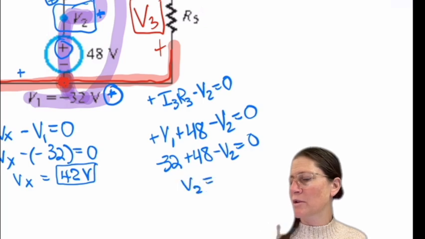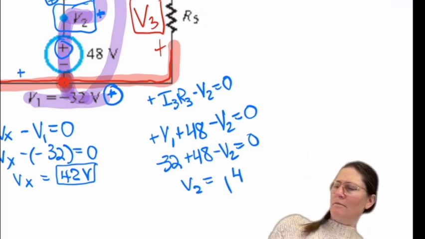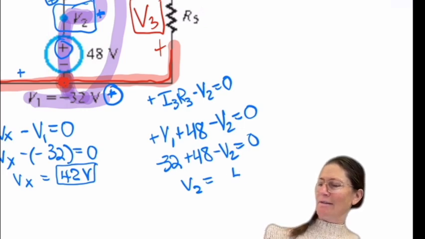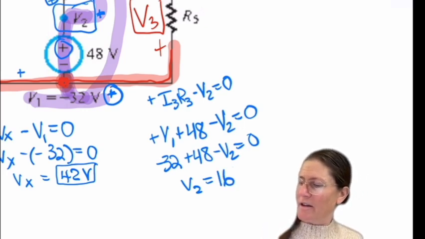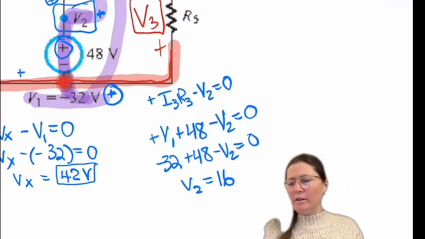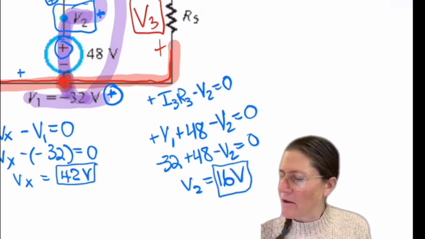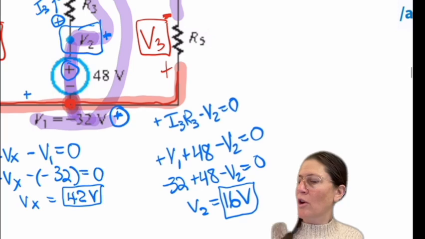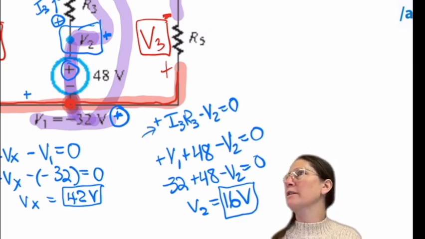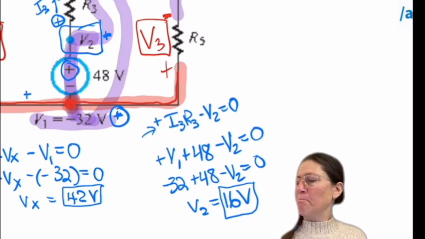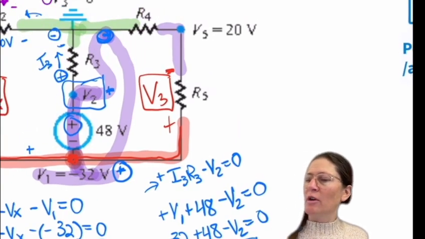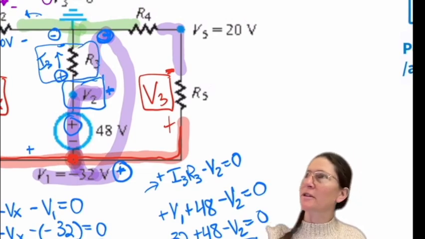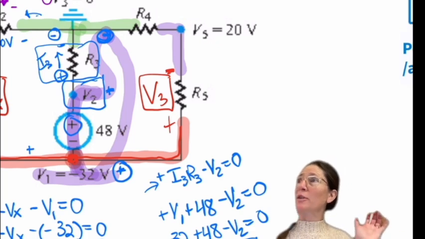So V2 will equal, is that 14? 16. Thank you. 16. I'm just showing you that if you knew I3, you could find this. Oh, you're just calculating a voltage, IR. Yeah, it's just IR, which is the voltage across that element. So they're kind of different pathways.